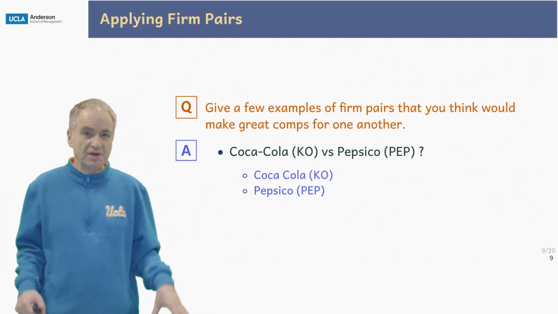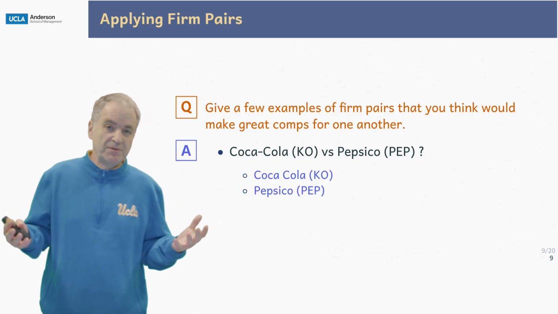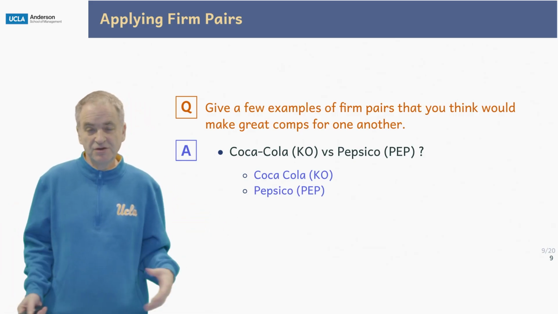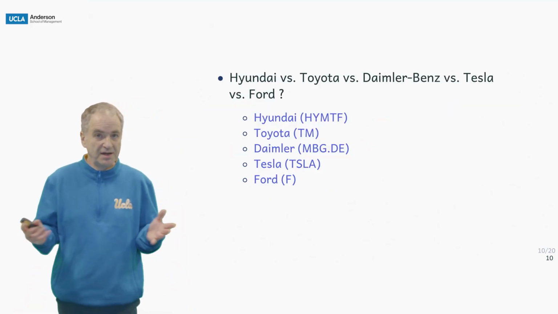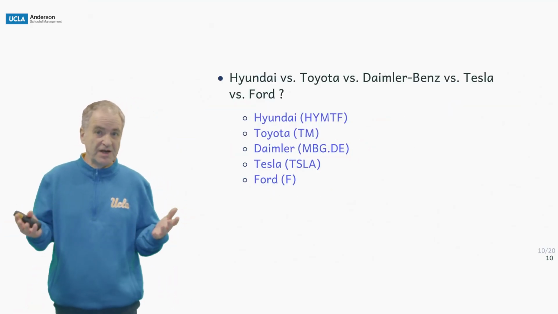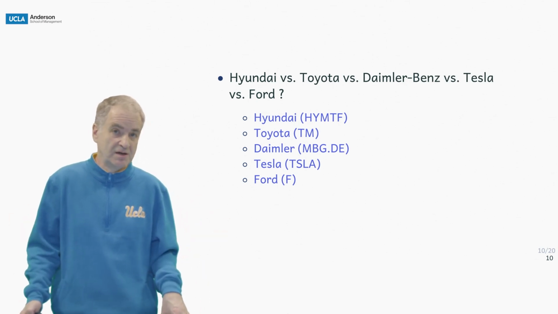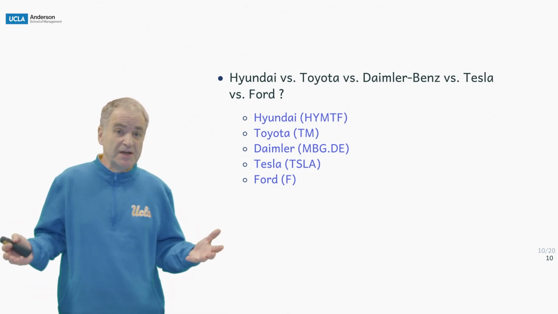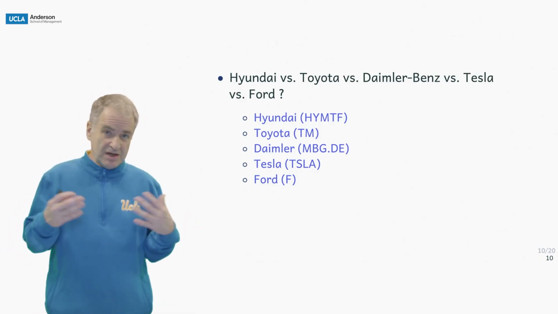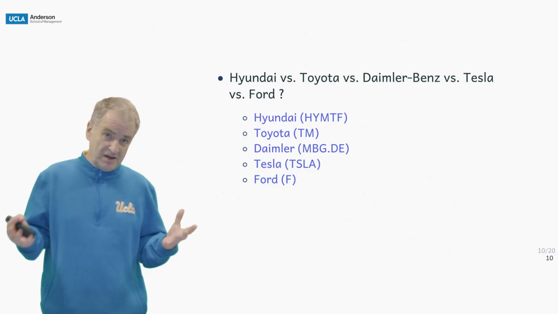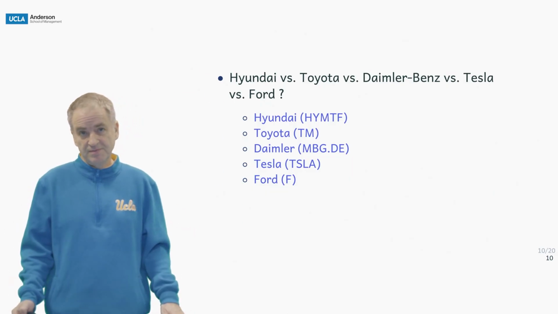So how about this one? Take Coca-Cola, take PepsiCo. Both of them are big, large soft drink manufacturers and have a couple of other things. Or take Hyundai versus Toyota versus Daimler-Benz versus Tesla versus Ford. All of them are car companies. Presumably, they all have been around for a while. They are not growing greatly anymore. They're fairly stable. Presumably, they should have similar price-earnings ratios.